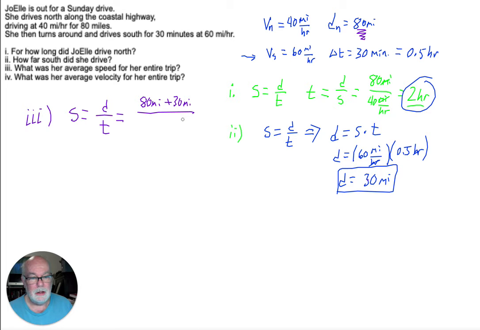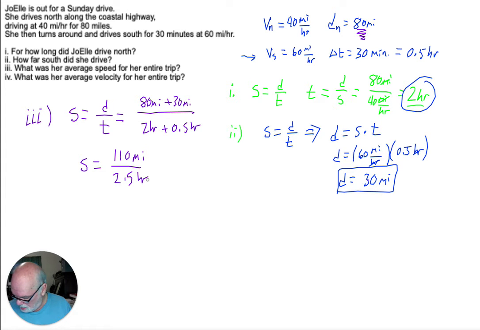How long did it take her to do that? Well, we know from part 1 that she drove for 2 hours, and for part 2, she drove for half an hour. So we have 2 hours plus 0.5 hours. So the speed becomes 110 miles divided by 2.5 hours. And if you do 110 divided by 2.5, you get 44. So her average speed was 44 miles per hour.